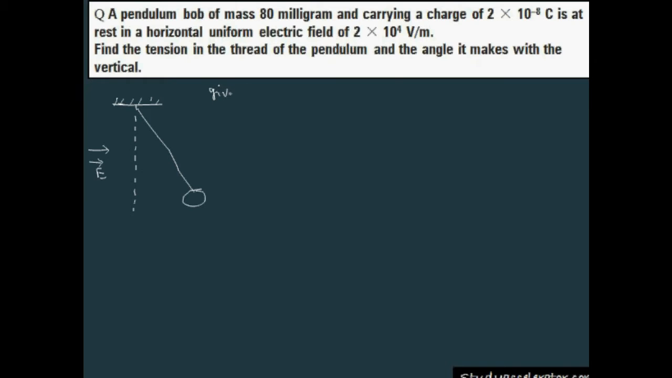Here, the given mass is 80 milligram, which means 80 into 10 to the power minus 3 gram, and the charge on the bob is 2 into 10 to the power minus 8 coulomb, where the horizontal electric field has a value of 2 into 10 to the power 4 volt per meter. Our aim is to find, in equilibrium, the angle with the vertical and the tension in the string.